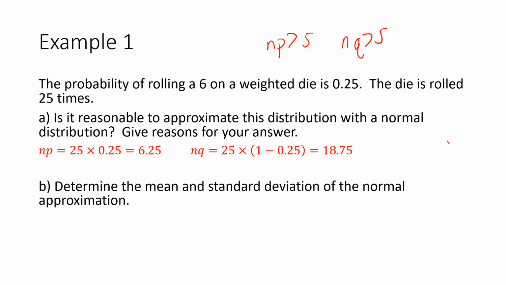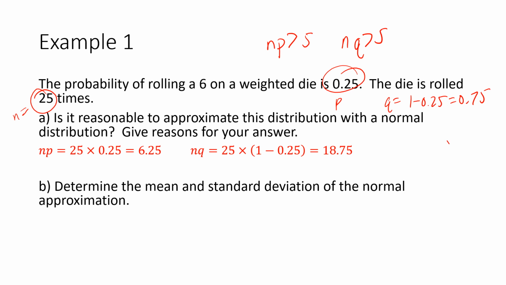So in this case, what do we notice here? N is 25, right? This is our N, the number of trials. The probability of success is 0.25. The probability of failure is 1 minus the probability of success, which is 0.75. So we get NP and NQ. We notice they're both over 5. So that means we can get a good estimate with the normal distribution.